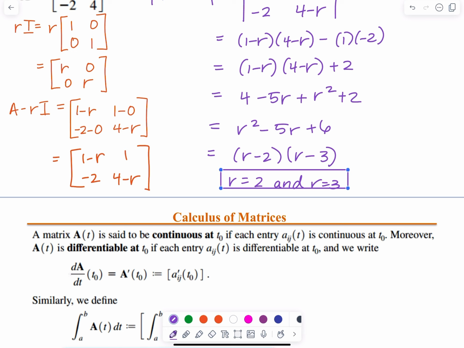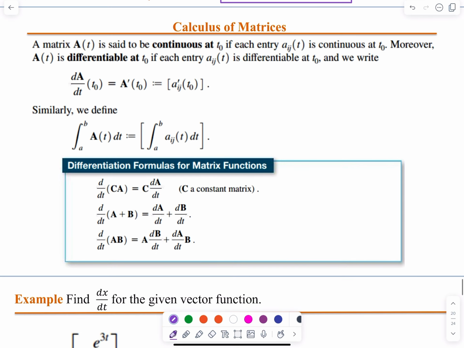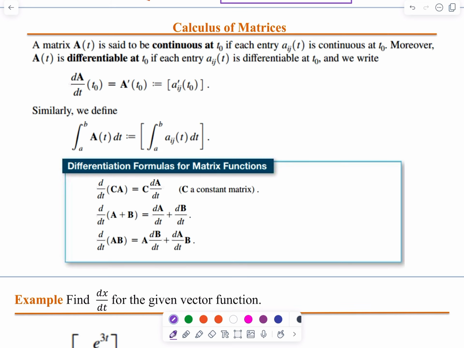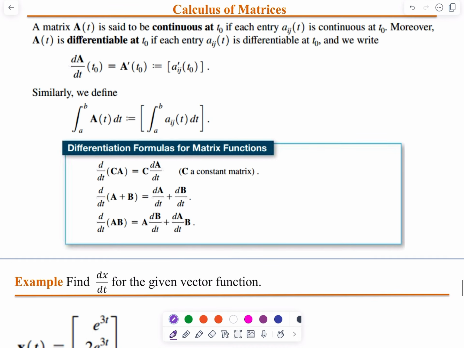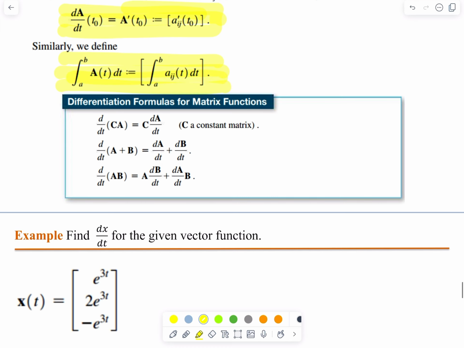What about the calculus of matrices? A matrix A of t is said to be continuous at t naught if every entry is continuous at t naught. Moreover, A of t is differentiable at t naught if every a_ij of t is differentiable at t naught. And how we write that derivative of A of t is like this, and we will take the derivative of every entry, and we will also define the integral like this. So we will take the integral of every entry.